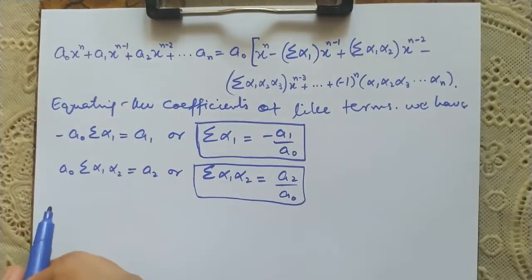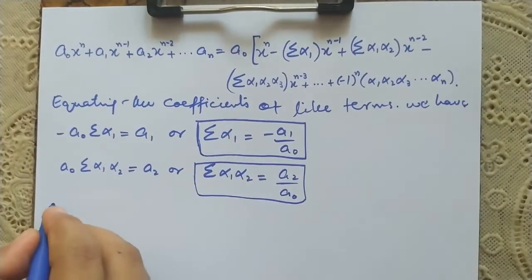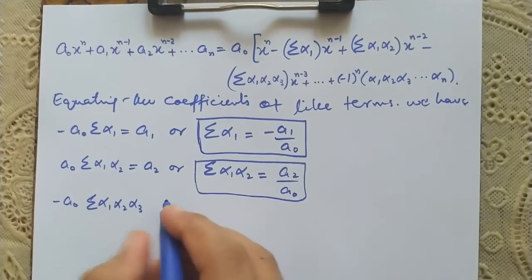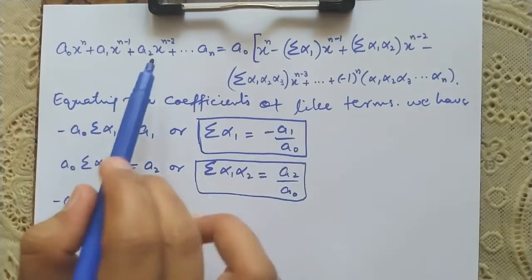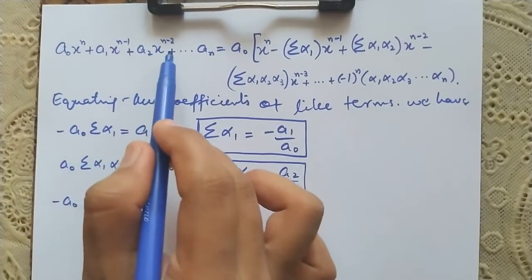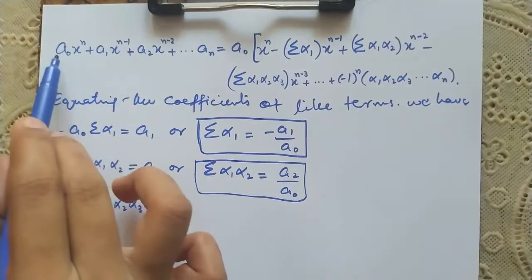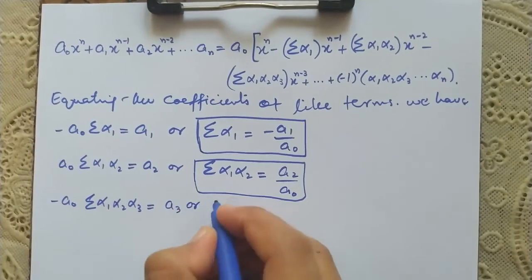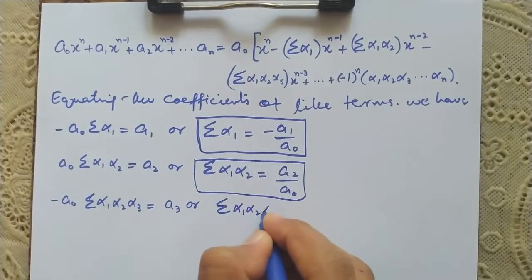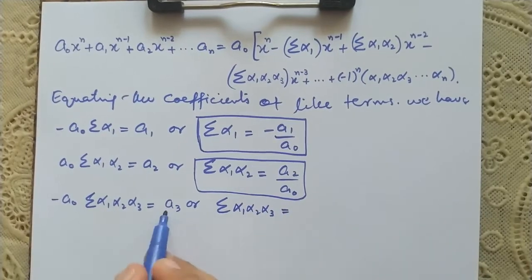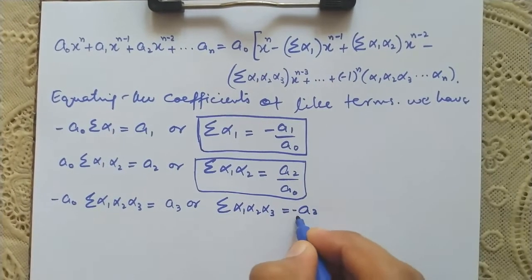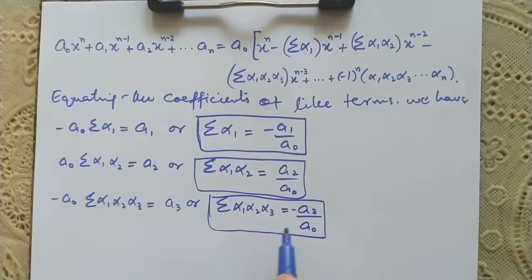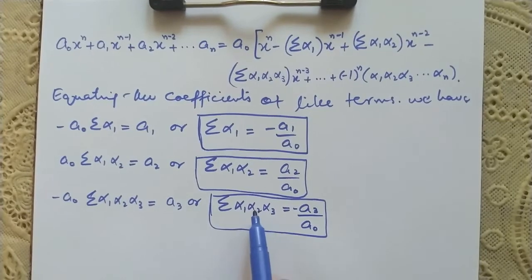Now, this time minus a0 times summation alpha 1 alpha 2 alpha 3 is equal to, and here what is the coefficient of x power n minus 3? The coefficient of x power n minus 3 will be a3, because a0, a1, a2 and then a3. So it is equal to a3. Or you can write summation alpha 1 alpha 2 alpha 3 is equal to minus a3 upon a0. And it is your third relation, which shows the sum of the products of three roots.